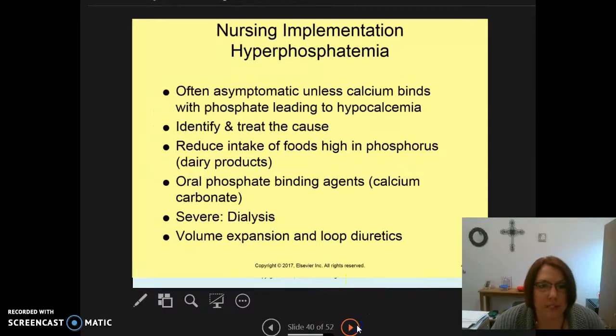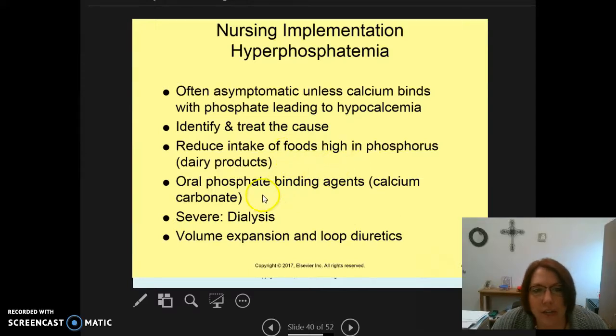So with hyperphosphatemia, what we're typically going to see is patients that are often asymptomatic unless calcium binds with phosphate, leading to hypocalcemia. Okay, so that's when we're going to see the symptoms of hypocalcemia. Hyperphosphatemia is often common in patients with acute kidney injury or chronic kidney disease, and so what they do with these patients is they'll put them on phosphate binders. You're going to see that a lot in the hospital.